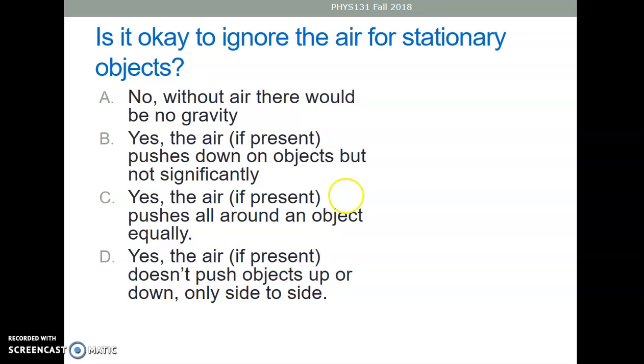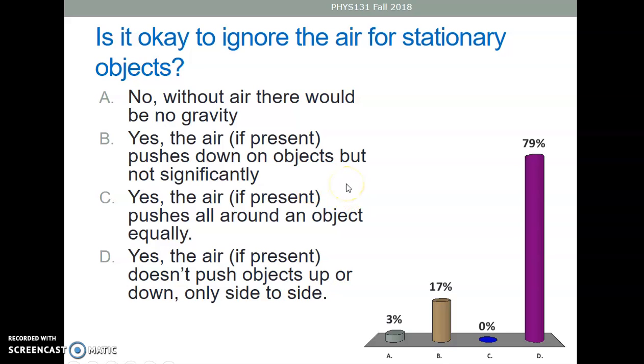All right, 3, 2, 1. The most popular answer for this one was D. However, I did change the selections from last year because I thought the wording was a little too confusing. The actual answer is C. The air present pushes equally all around an object. So that's why you don't notice the 15 pounds per square inch of air pressure, because it is pushing all around you.